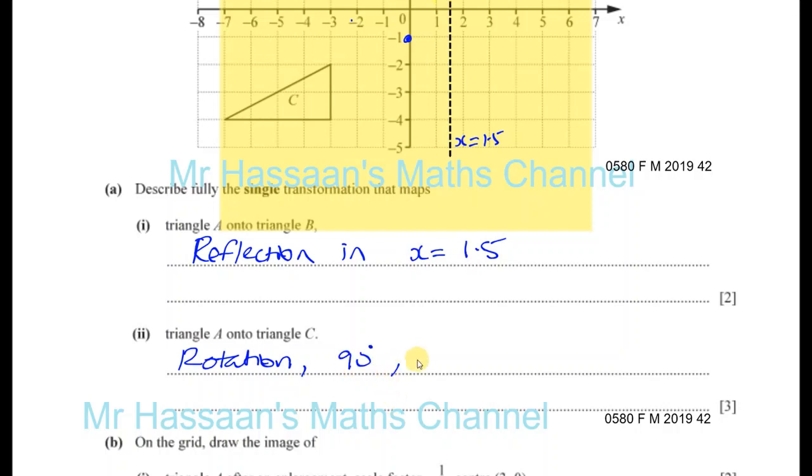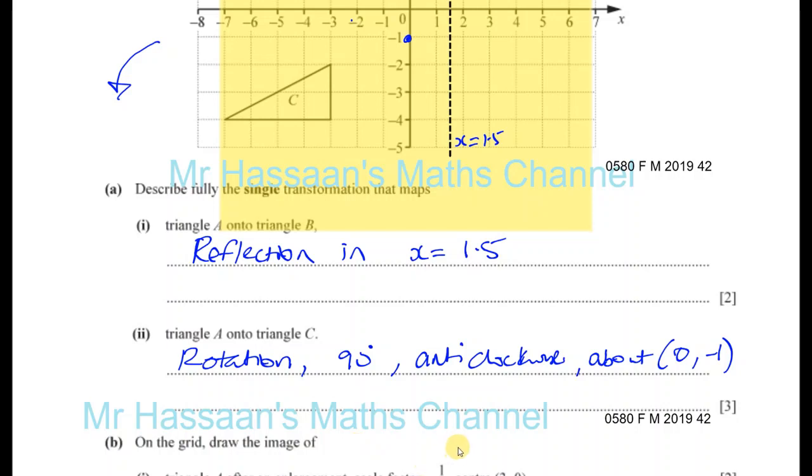Then you state it's anti-clockwise, the direction it's in. Anti-clockwise or clockwise, this is anti-clockwise because it's going in this direction. And you also state the center of rotation, so you can say about, and the point was 0 minus 1. 0 on the x-axis, minus 1 on the y-axis. So that's fully describing the rotation that's taken place.